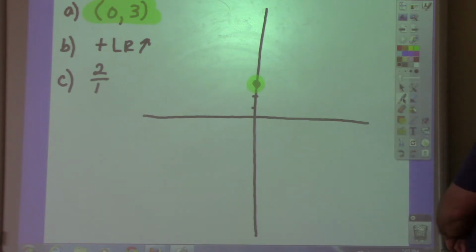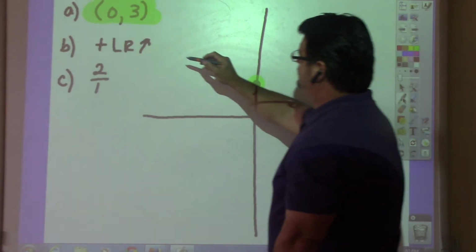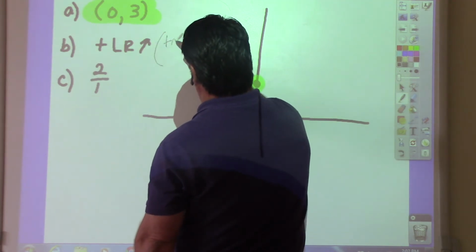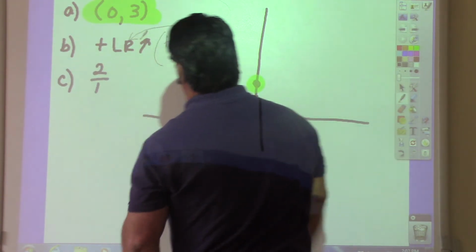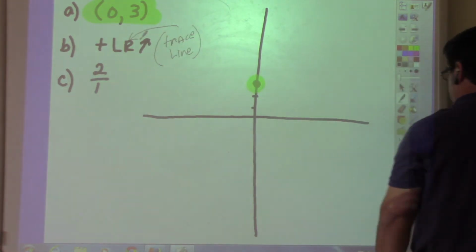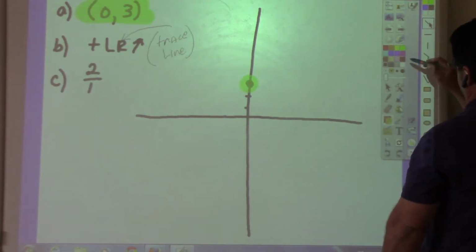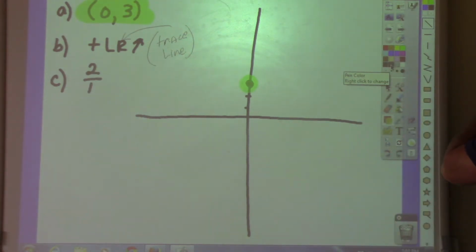Now I'm going to take my trace line, and that's what this represents right here. This represents what I call a trace line. Right there. So I'm going to take my handy dandy straight line maker, and I'm going to make it real thin and make it gray. Now I'm not doing this to irritate you, Mr. Wilford. I'm doing it because I want the line to be real light.